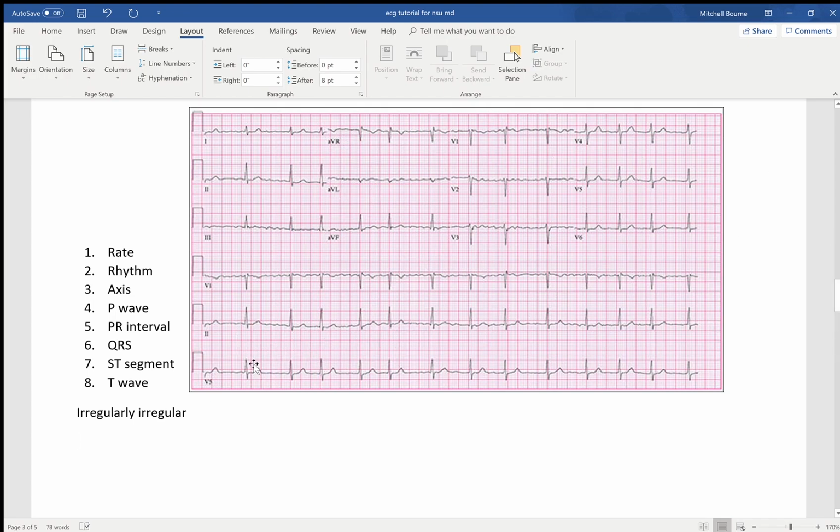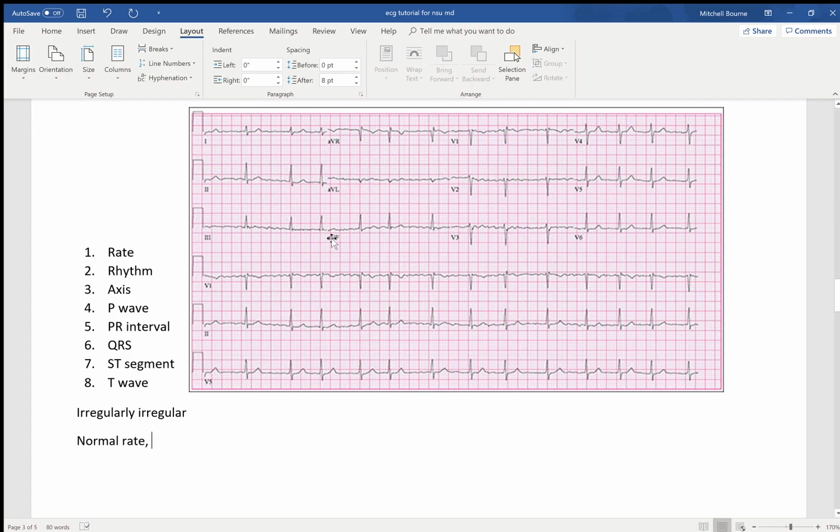1, 2, 3, 4, 5, 6, 7, 8, 9, 10, 11, 12, 13. There's 13 beats in 10 seconds times 6. That's like 78 or 80. So this is normal rate. AFib can vary a little bit, but I just kind of gave away the answer. But if you look at the P waves, you don't really see any.